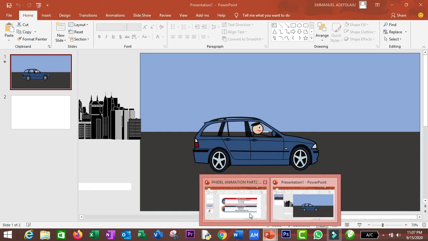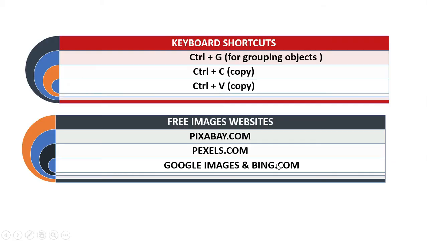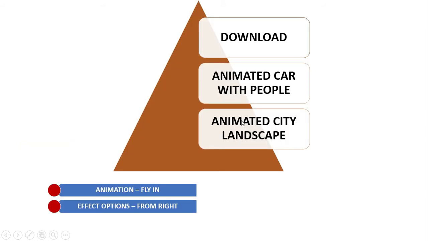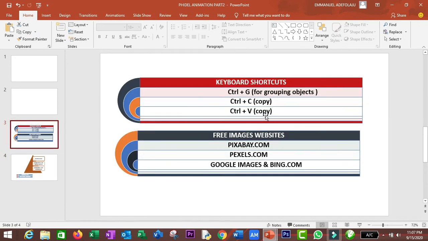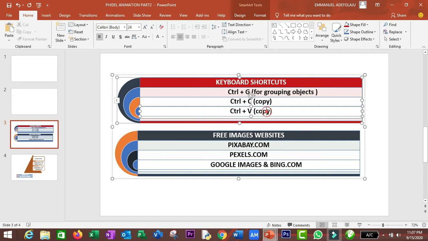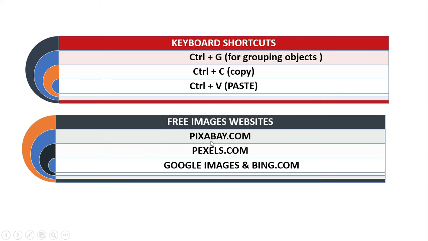The first thing to do is to launch your PowerPoint, and we'll be making use of some keyboard shortcuts. Ctrl G for grouping objects, Ctrl C for copy, and Ctrl V for paste. So this is paste right here, to paste objects.